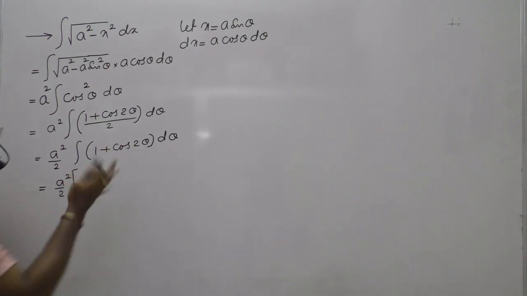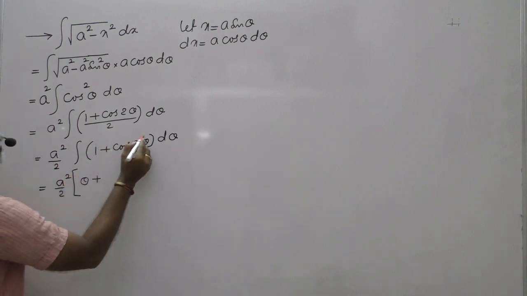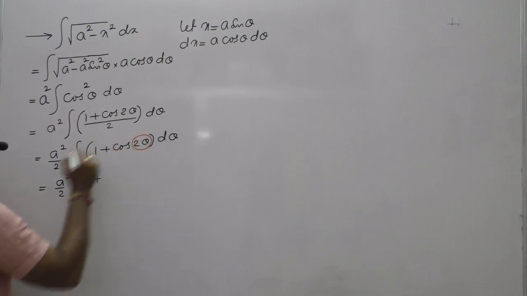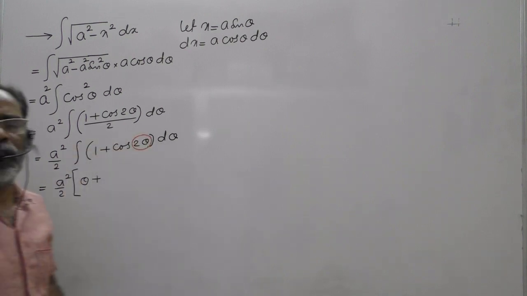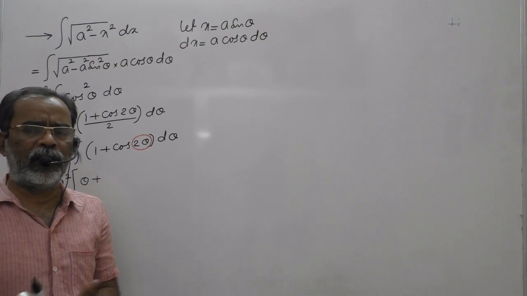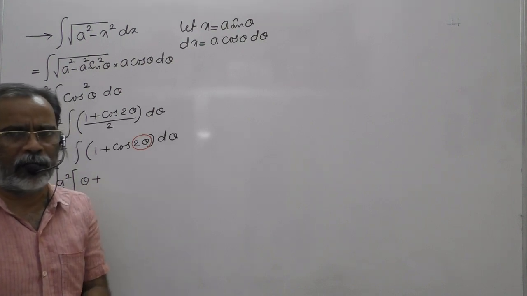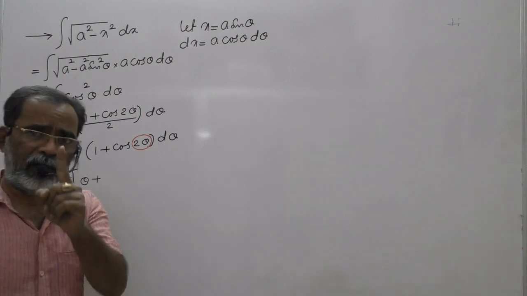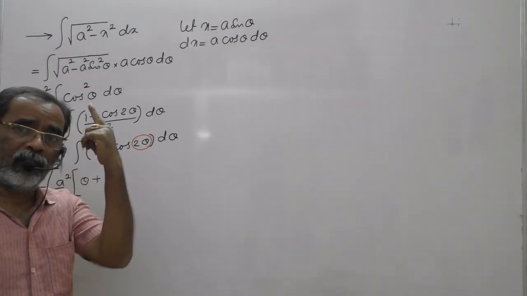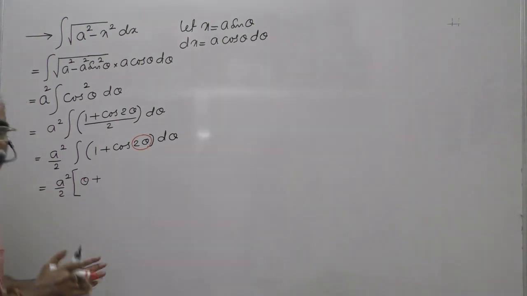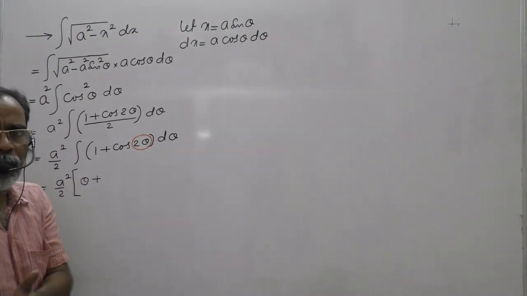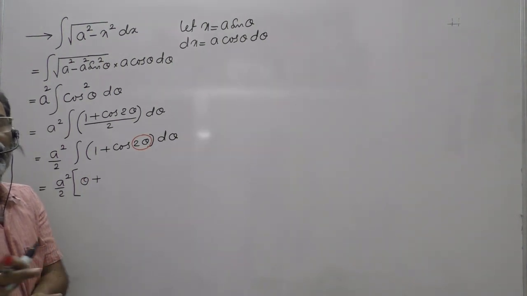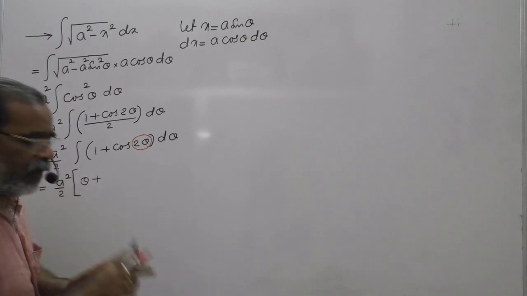Cos 2 theta, no power. So in place of x, 2x is there. That means if cos theta is standard, cos x is standard, here 2 theta, 2x is there. What is 2x? It is linear. Therefore, I said in the beginning, the same formula can be applied, but you should divide by its derivative.